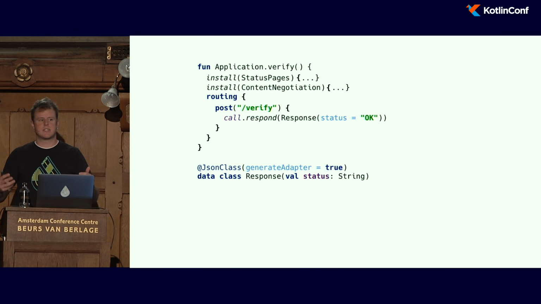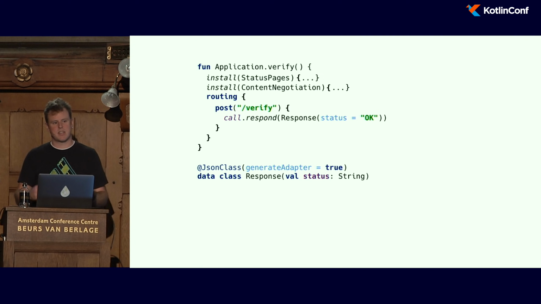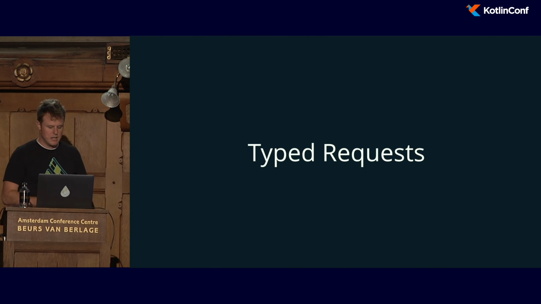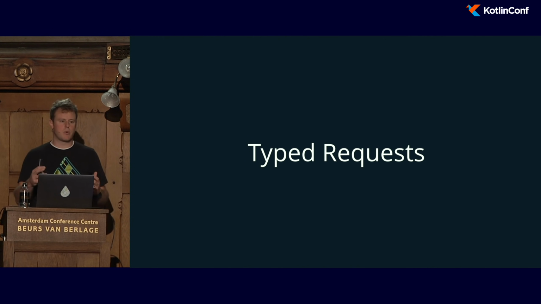And so that was about sending typed data in the response. But this is a JSON API, so we also want to get type-safe data out of the request. So let's take a look at typed requests. So if you remember, what we're doing here is we're verifying in-app purchases from a device. So what data do we need?